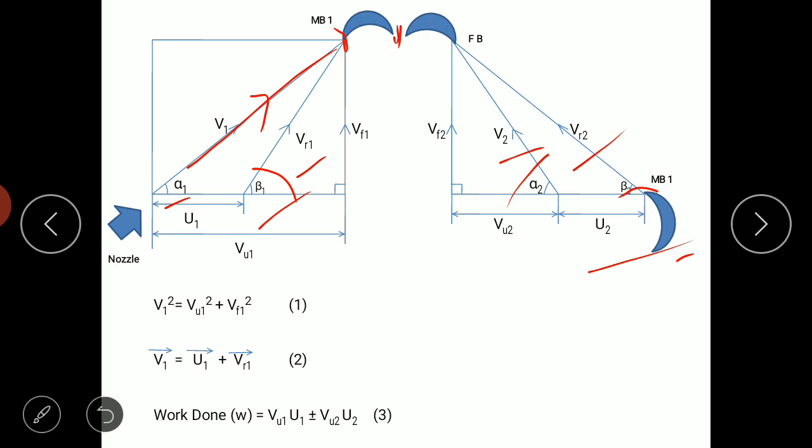Okay, so this is how we draw the velocity triangle and calculate the work done. I hope this is clear to you and you have understood.